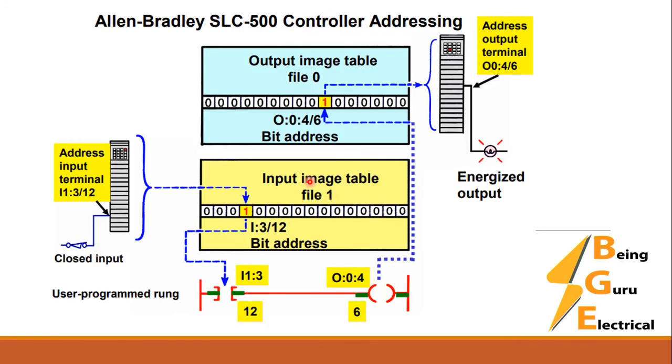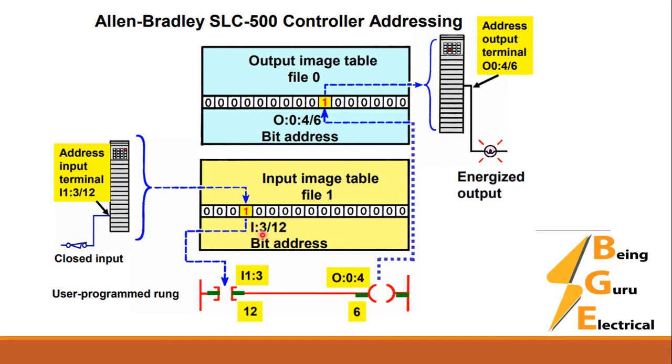Now this is an Allen Bradley SLC 500 controller. In this we will see the addressing, how the PLC does the addressing inside. This is the output image table and input image table, which were already discussed in the previous video. We have a close input, which is NC, connected to the input module, the address for which is I:3/12.